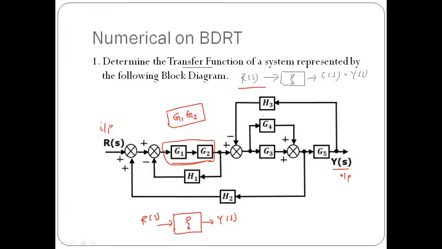In the same way, if you see these two blocks, that means the block of gain G3 and the block of gain G4. Now these two are in parallel, so we need to club them.